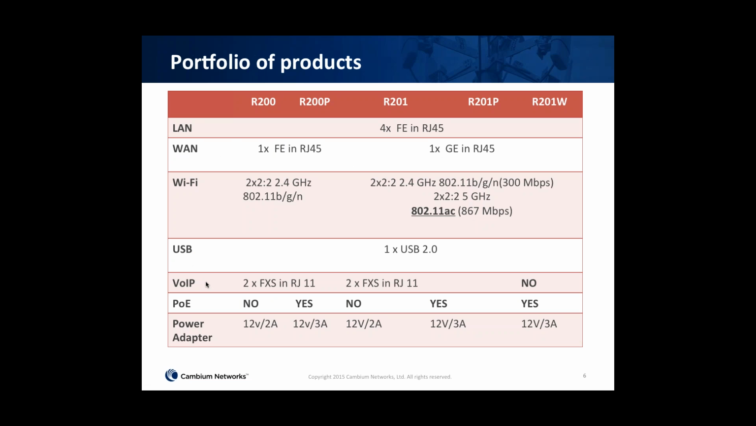The R200 comes in five different flavors, with the differences being the Wi-Fi radios, whether they support ATA ports or not, and whether they support PoE out or not. So for instance, the R200 has one single 2.4 GHz 11N radio, while the R201 is a dual radio device with an 11N and an 11AC radio. The R200 does not have support for PoE out. The R200P does have support for PoE out.